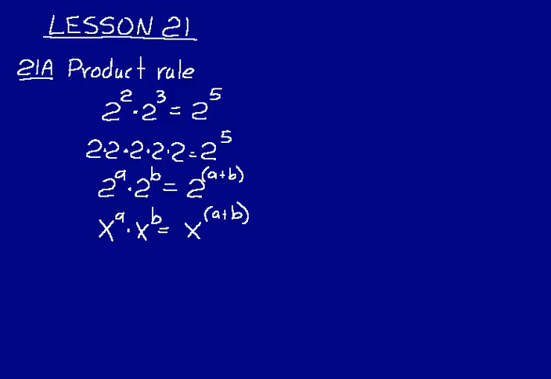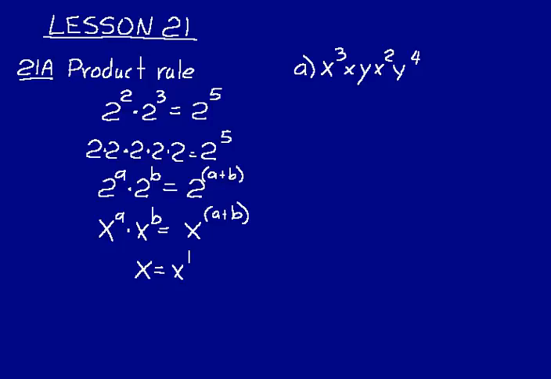A couple of other things to consider: when you just have a variable x, that's the same thing as saying x to the power of 1. It's always understood that it's to the power of 1. That's just another definition that we use in mathematics. By definition, if you just see a variable or a number by itself with no power, that means it's raised to the power of 1.